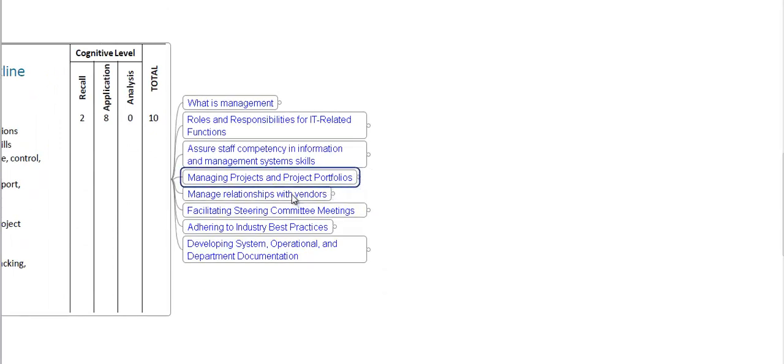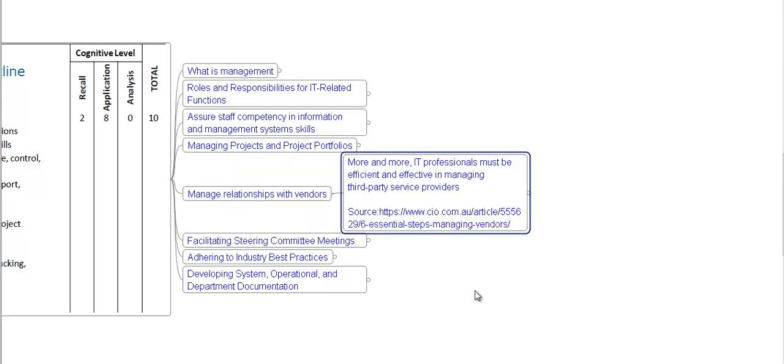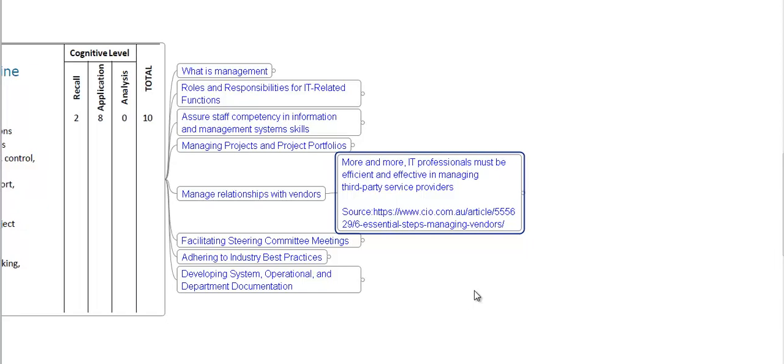Manage relationships with vendors. More and more IT professionals must be efficient and effective in managing third-party service providers. I have taken this information from the following source.